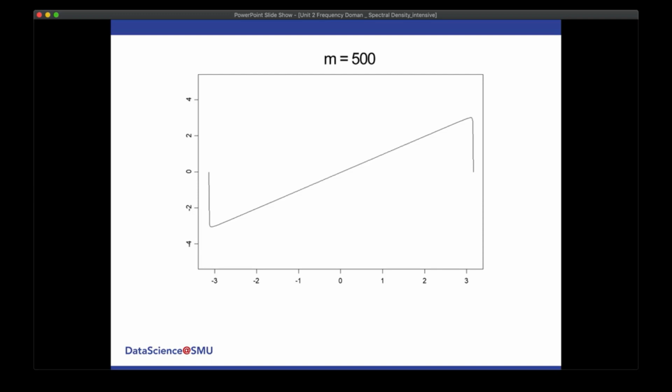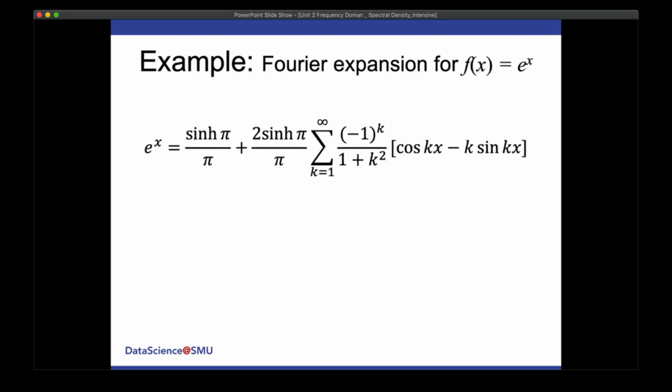Let's look at another example, f of x equals e to the x. So that is the exponential curve. We all know what that looks like. And it turns out that it can be written as the sum of sines and cosines. That's exactly what Mr. Fourier said was the case. And it's written as e to the x equals something more involved. Notice the hyperbolic signs that have entered the equation.